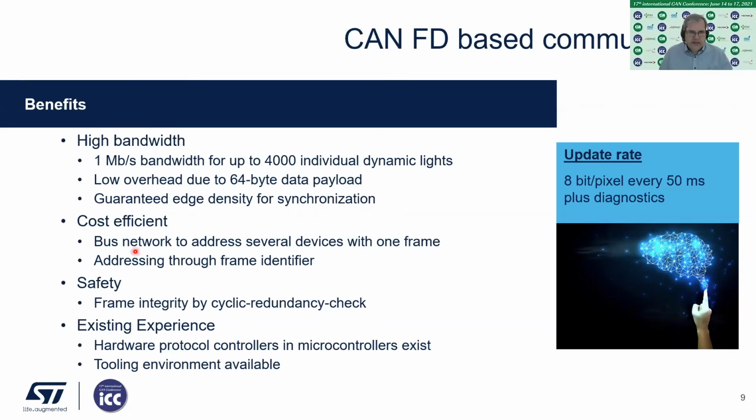It's cost efficient. It's a bus network, so we can address several devices with one frame, and we can address them through the frame identifier. And it already offers safety mechanisms like the cyclic redundancy check. We have heard a lot about the cyclic redundancy check in CAN XL. Here for CAN FD, it is proven. It's in use already. It's in the cars, so it's very reliable and very well known. And on top of that, there's a lot of existing experience on the user side, in our case mostly on the car manufacturer side.